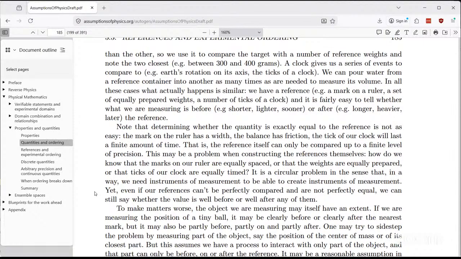A clock gives us a series of events to compare to, for instance, Earth's rotation on its axis or the ticks of the clock. We can pour water from a reference container into another as many times as are needed to measure its volume. In all these cases, what actually happens is similar. We have a reference, for instance, a mark on a ruler, a set of equally prepared weights, a number of ticks of a clock, and it is fairly easy to tell whether what we are measuring is before, that is shorter, lighter, sooner, or after, that is longer, heavier, later, the reference.